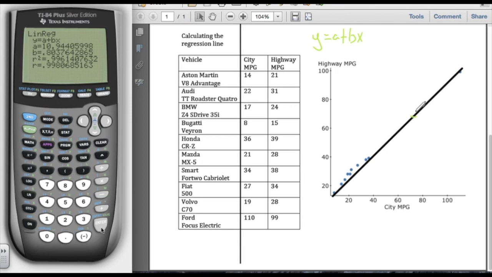So I can see my R is very high for this relationship. It is 0.998. It's a strong linear relationship between city miles per gallon and highway miles per gallon. As well, I have y equals a plus bx at the top. This is what the a would be, and this is what the b would be. If I round that a and that b to one decimal place, it would be y is equal to 10.9 plus 0.8x.